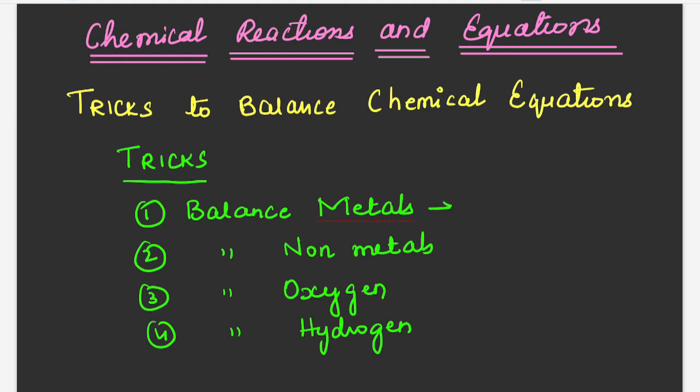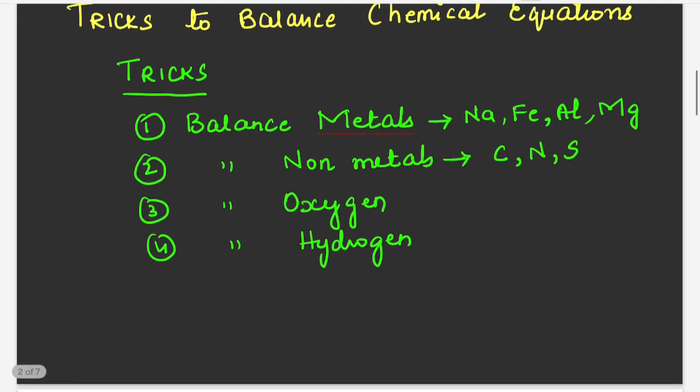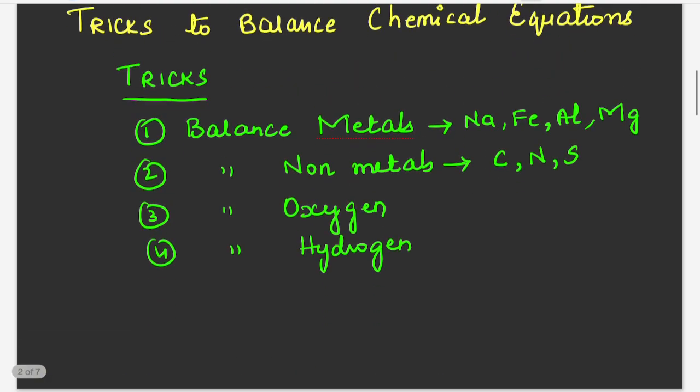Examples of metals: sodium, iron, aluminium, magnesium, all these are metals. Examples of non-metals: carbon, nitrogen, sulfur, all these are non-metals. So this is the sequence we are going to follow so that it becomes super easy for you to balance any given equation. Let us take one example to solve.